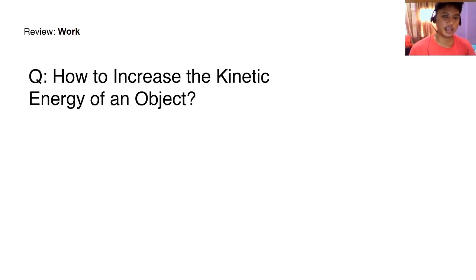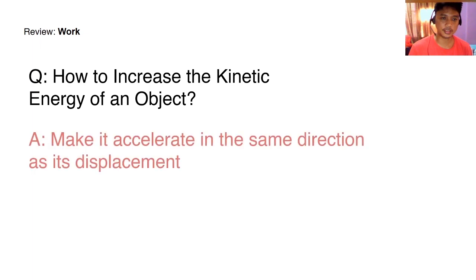Okay, in order to further learn more about gravitational potential energy, we have to discuss the concept of work. And we have to review that concept for those who already know it. Learning about work really stems from this question: how to increase the kinetic energy of an object? The answer to that question is to make it accelerate in the same direction as its displacement.